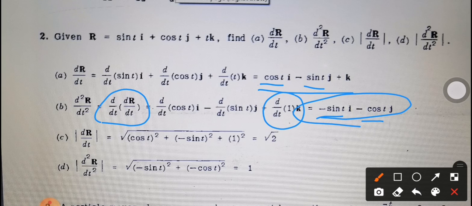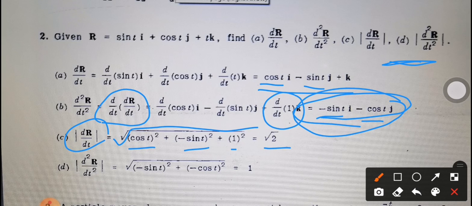Then we have the magnitude of dr by dt. So how can we find the magnitude of dr by dt? Square root of x component square plus y component square plus z component square, and we know that cos square plus sin square is always equal to 1. So 1 plus 1 will be equal to 2. That is, the magnitude is square root of 2. And the fourth one is the magnitude of d square r by dt square. So here is my d square r by dt square, and for its magnitude we will take the square root of sin square t plus cos square t, which is equal to 1.